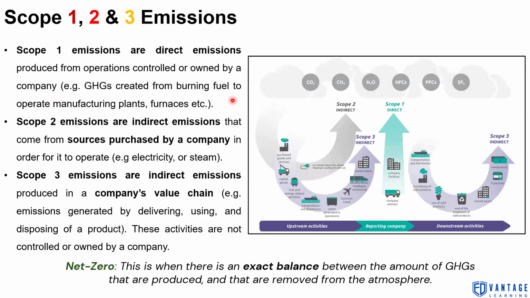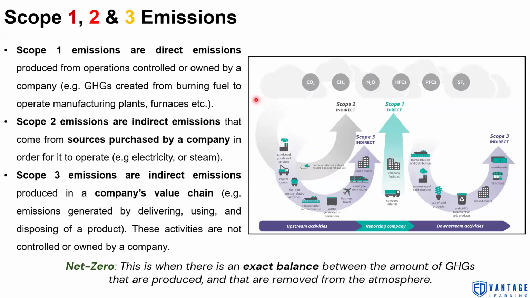So, in light of this, we need to first understand what are scope 1, scope 2, and scope 3 emissions. So, scope 1 emissions, generally these emissions are for a certain company which is involved in several operations, not just oil and gas, any operations.